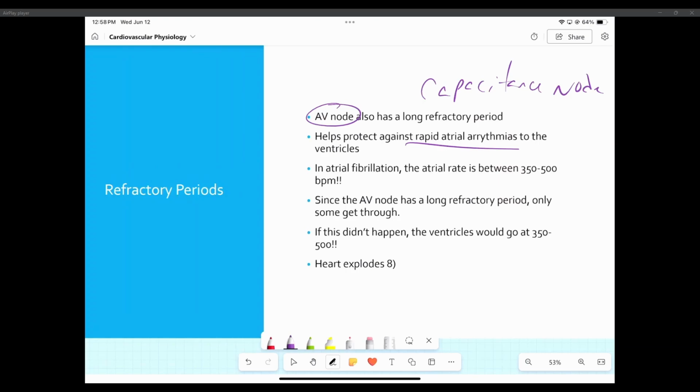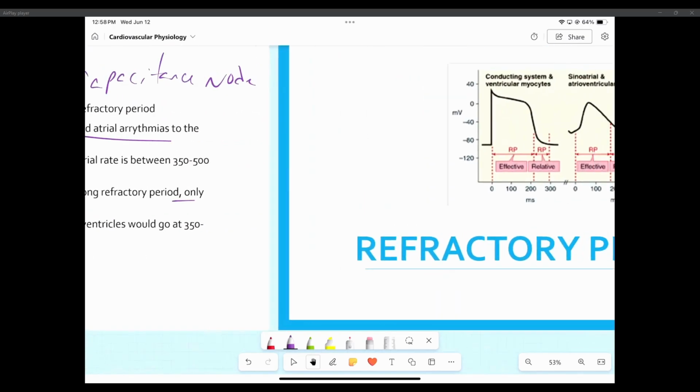The reason the AV node is so important is because with all these conductions that get to the AV node, how does it know if this is a real beat or an abnormal one? It doesn't. So by having this long capacitance node, it blunts the signals so that only some beats get through. You don't want your ventricular rate to be 300 to 500, because then your heart will just explode. So the AV node protects your heart from going crazy fast when you have an atrial issue. Okay, so that's, again, why the refractory period is so important.